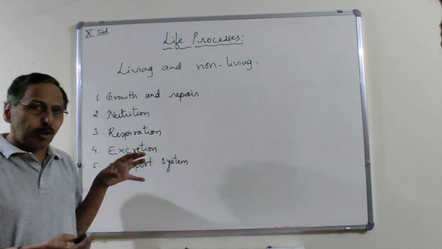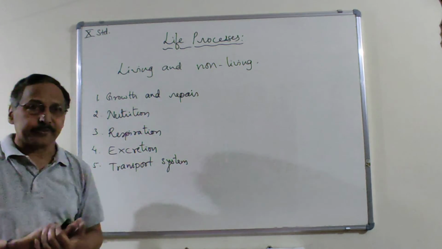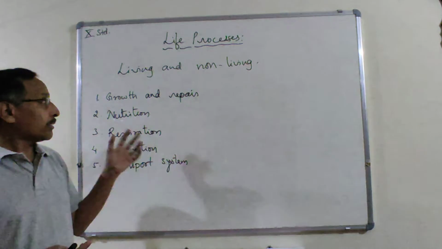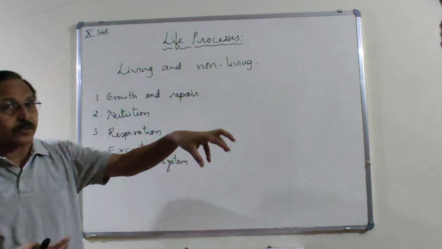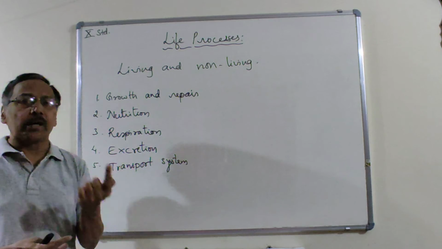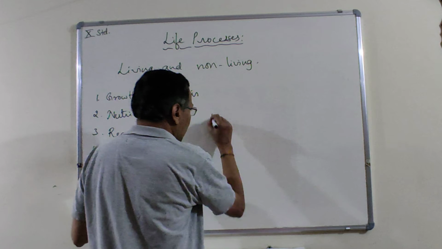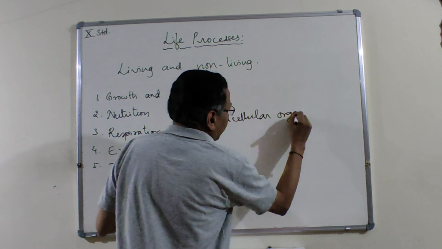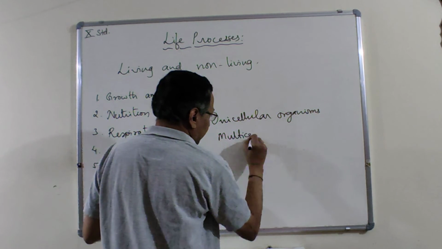We need to transport all the useful nutrients to the cells. Each and every cell needs nutrients, and each and every cell produces waste also. So that all is done by different activities. There are specialized cells in a multicellular organism, whereas in case of a unicellular organism, all these activities are performed by the same cell. That is the difference between unicellular organisms and multicellular organisms.